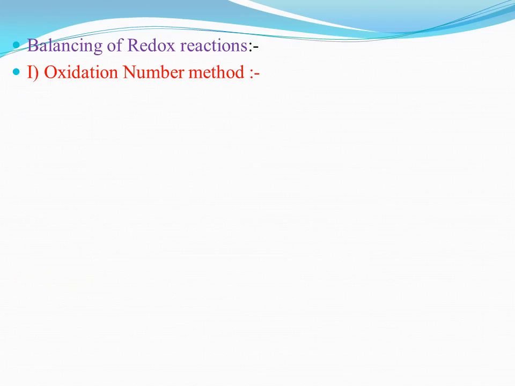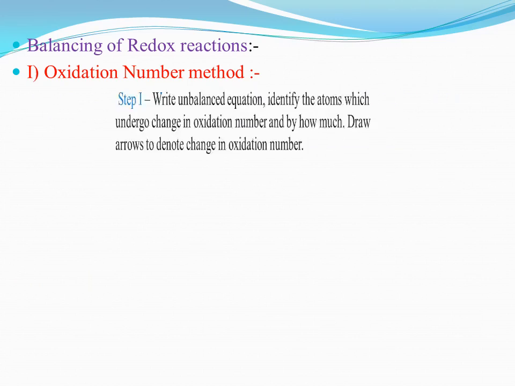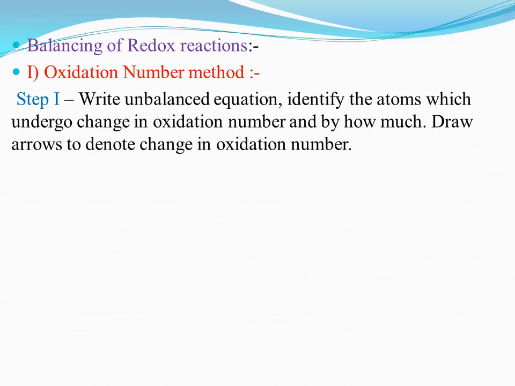There are some rules for balancing redox reactions. There are two methods to balance redox reaction. First method, oxidation number method. Step 1. Write unbalanced equation. Identify the atoms which undergo change in oxidation number and by how much. Draw arrows to denote change in oxidation number.